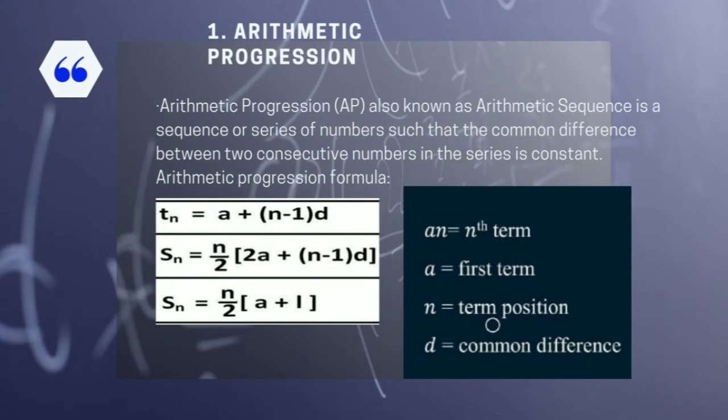First, arithmetic progression. Arithmetic progression, AP, also known as arithmetic sequence, is a sequence or series of numbers such that the common difference between two consecutive numbers in the series is constant. We can see the arithmetic progression formula in the slide.